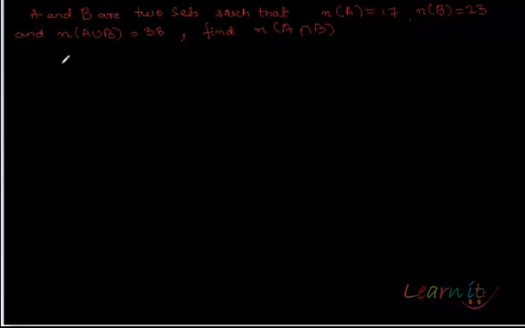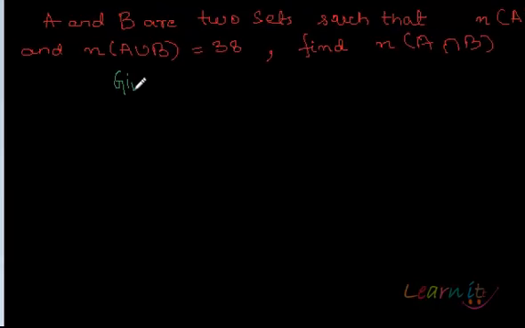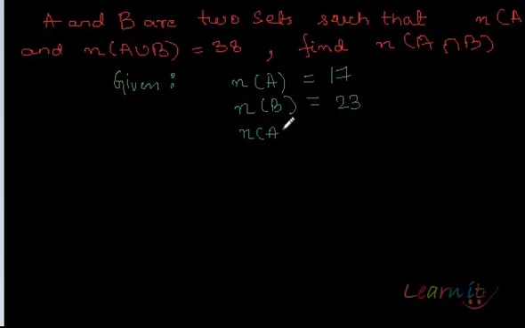Okay, let's look at this question. In the question, we are given that A and B are any two sets such that the number of elements in A is 17, the number of elements in B is 23, and we're also given the number of elements in the union of the two sets is 38. So what is given to us? Let me just jot it down: n(A) equals 17, n(B) equals 23, and n(A union B) equals 38.